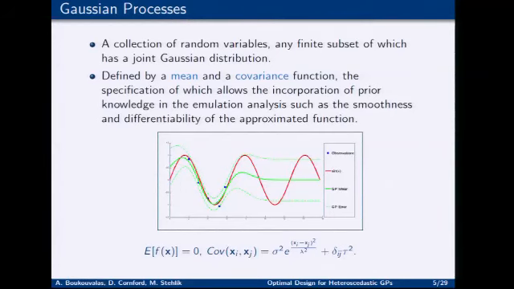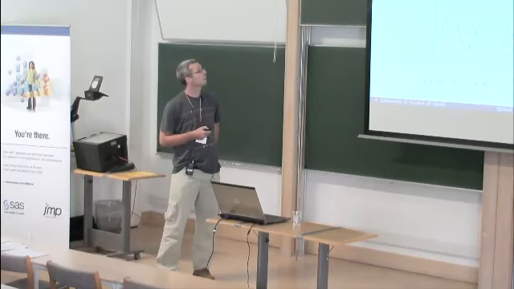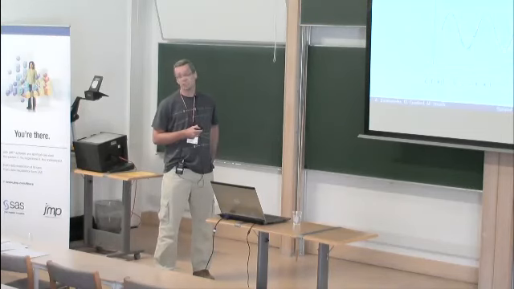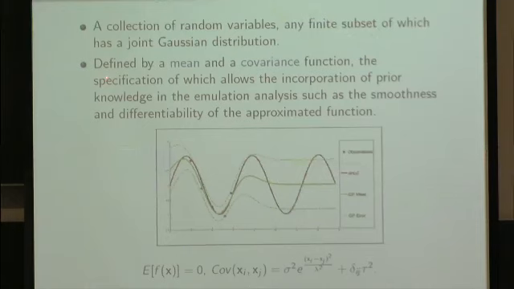Okay, so for people who don't know, I have a slide on what a Gaussian process is. It's an example of a stochastic process. So you can think of it as a prior over functions. Formally speaking, it's any collection of random variables, which is infinite, but if you take any finite subset it has a joint Gaussian distribution. This defines a Gaussian process. And Gaussian processes are defined by a mean and a covariance function, the specification of which allows you to incorporate your prior beliefs of what the function should be doing. So you can define things such as smoothness and differentiability.